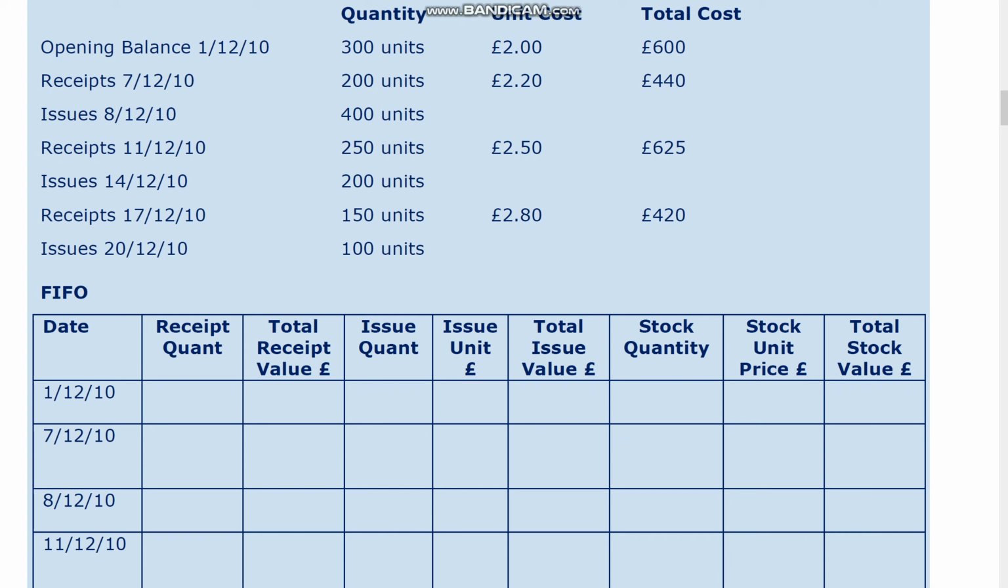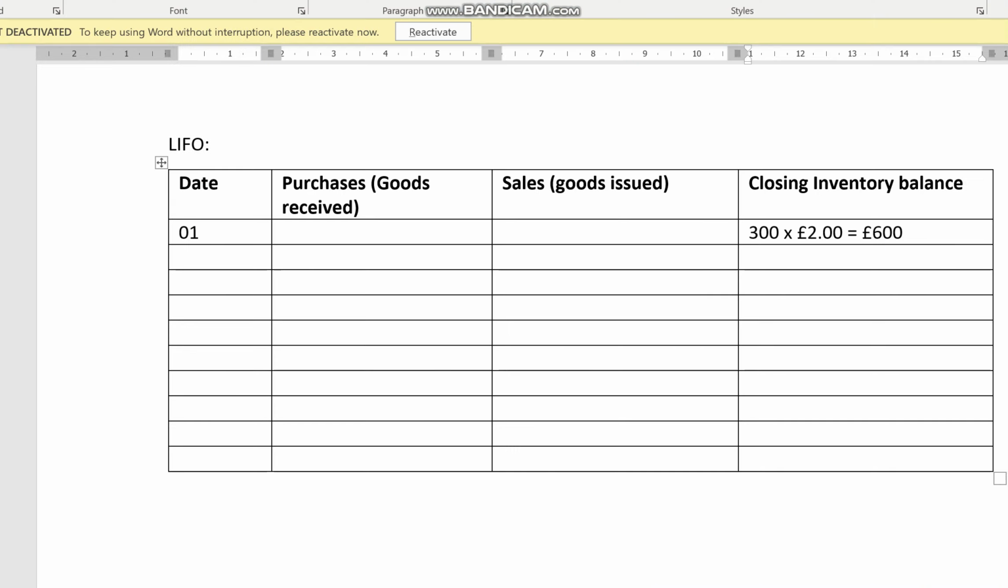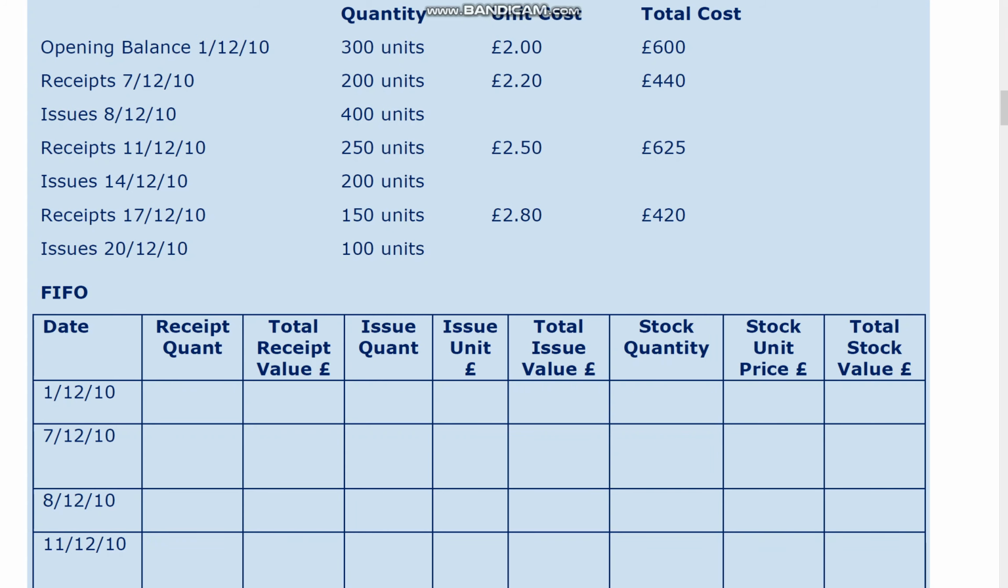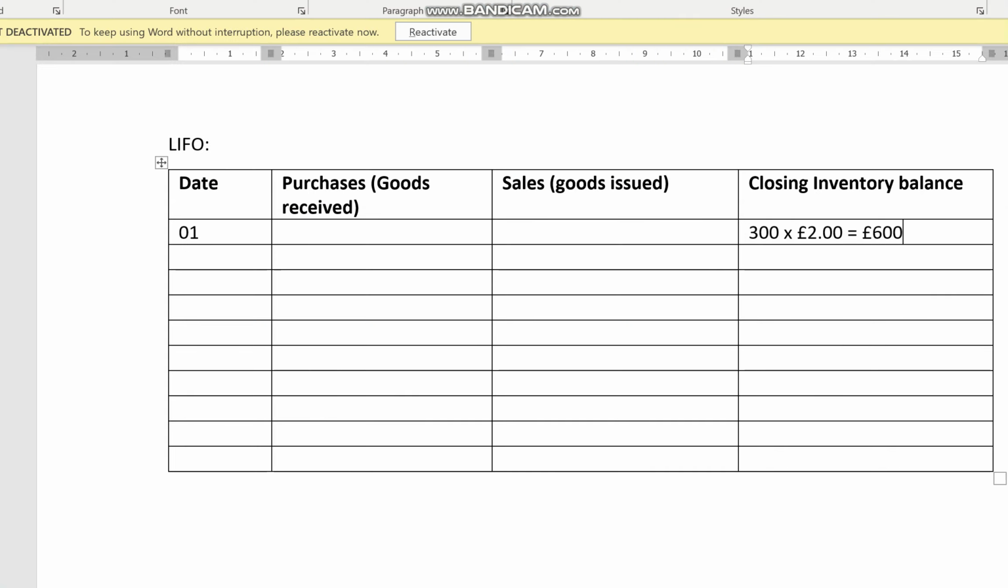So first of all, they have 300 units at £2. So we put this down as 300 units times 2 equals 600 pounds. Now we're going to look at the next transaction. On the 7th, they received or purchased 200 units at 2.20 each, giving us a total value of 440. So let's update the inventory.